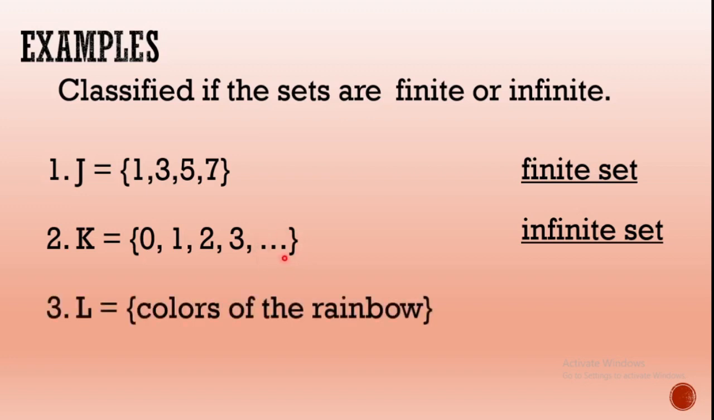Okay, number 3. Set L is the colors of the rainbow. Ano ba yung kulay sa rainbow? Ilan ba ang kulay sa rainbow? So we have 7 colors in the rainbow. So that is the ROY G. BIV. So therefore, the answer is finite set. Kasi kaya natin sabihin ng exact number of the colors of the rainbow.